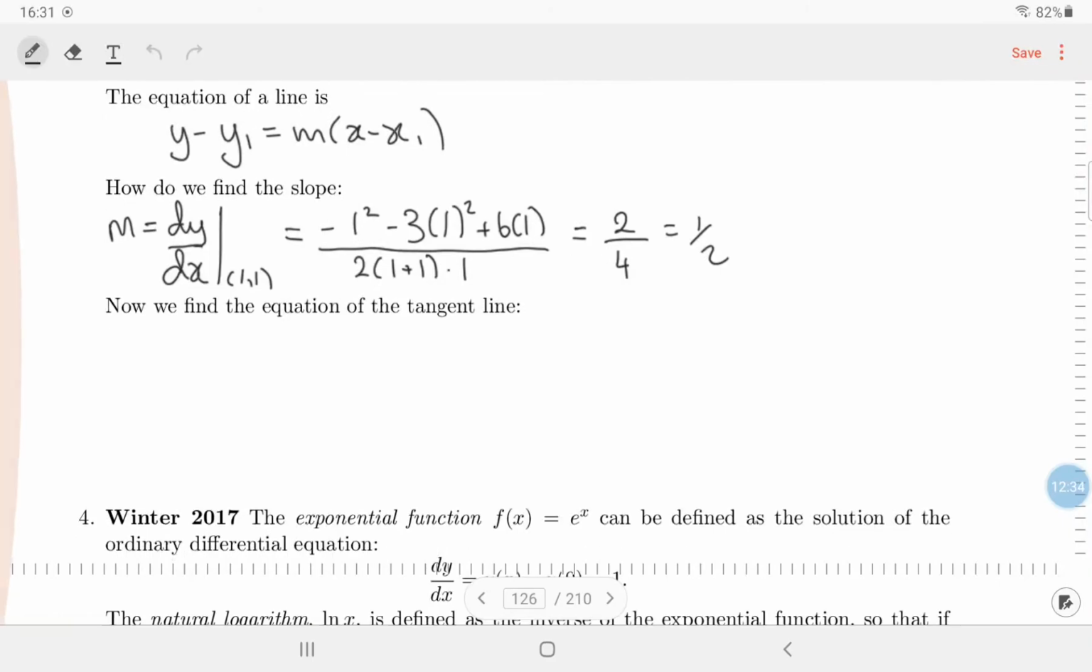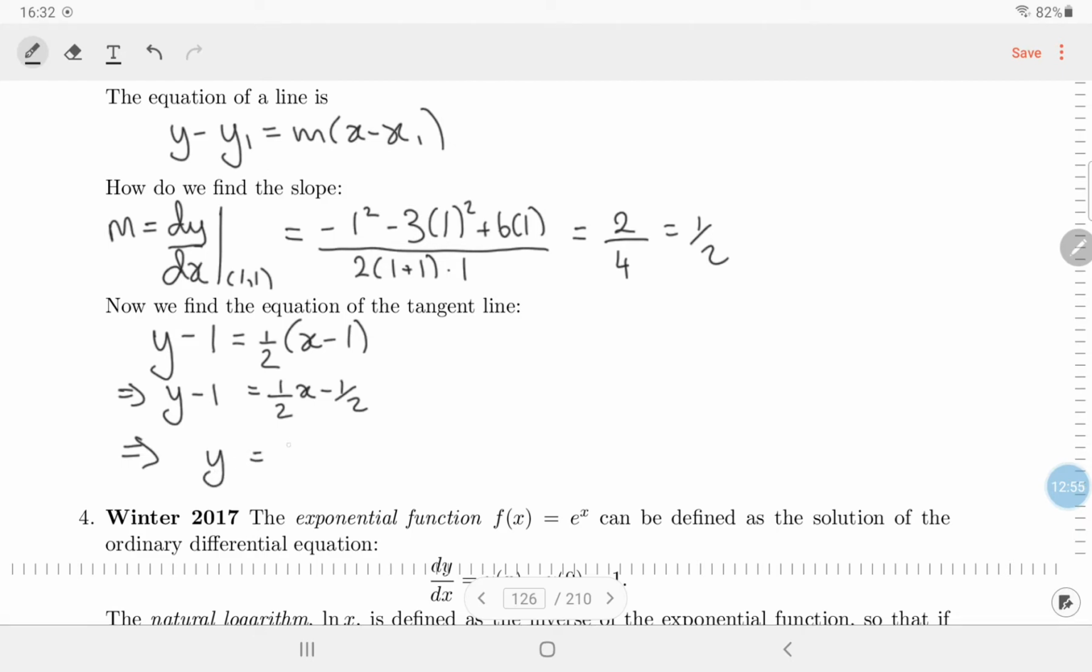Okay, so we find the equation of the tangent line: y minus the y coordinate that we're interested in, which is 1, equal to the slope, which is a half, times x minus x1, which is 1. So as usual, multiply out the right hand side, half x minus a half, and then get rid of that minus 1 by adding it to both sides. So y is a half x plus a half, which does stack up quite well with the picture.